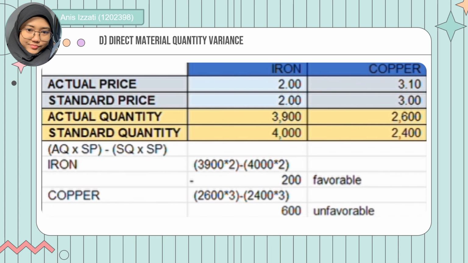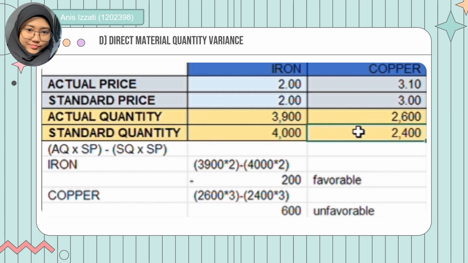Okay, in question C, but I forgot to mention that to calculate the standard quantity for iron and also copper. So for the standard quantity for iron, we have to times the direct material quantity with the units that have been produced. So here is 800, the units produced, and then 5 is the unit of quantity for iron.